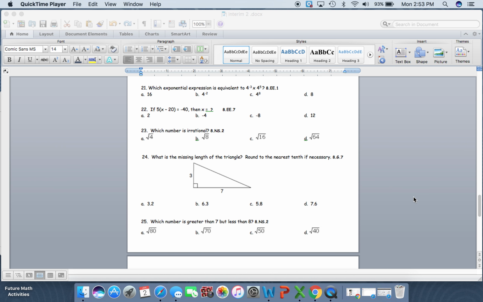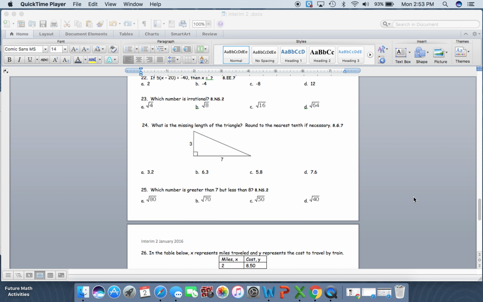Number 22. If 5 times the difference of x minus 20 equals negative 40, then x equals what? A. 2. B. Negative 4. C. Negative 8. D. 12.